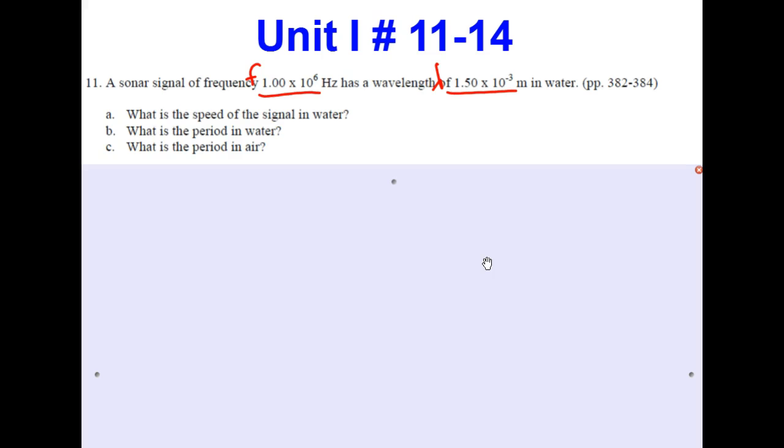Number 11 reads, a sonar signal of frequency 1 times 10 to the 6 hertz has a wavelength, lambda, of 1.50 times 10 to the negative 3 meters in water. What is the speed of the signal in water? What's the period in water? And what's the period in air?